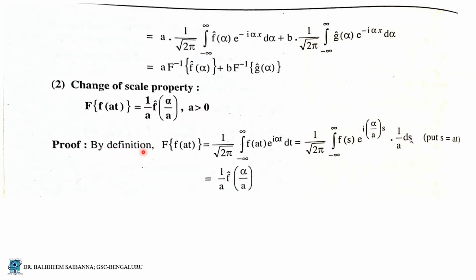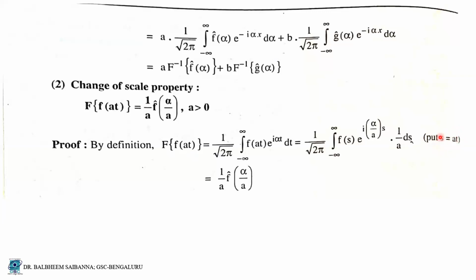By the definition of the complex Fourier transform, F of f(at) is equal to 1 divided by square root of 2 pi, integral over the limit minus infinity to plus infinity, f of at e to the power of i alpha t dt. Here we are substituting: put s is equal to at. If we write this in terms of t, what will we get? t is equal to s by a.